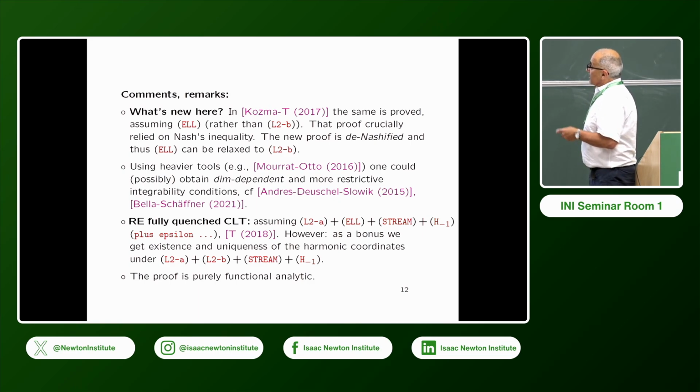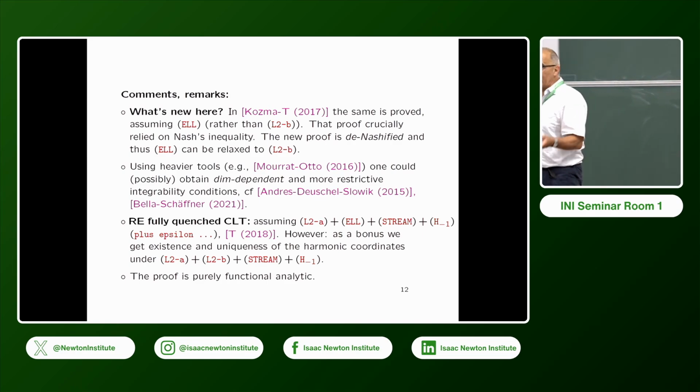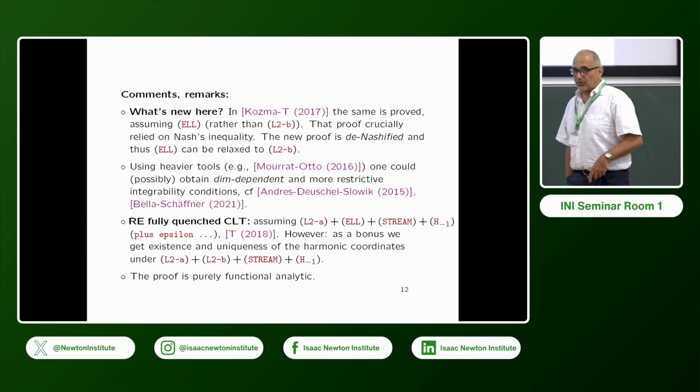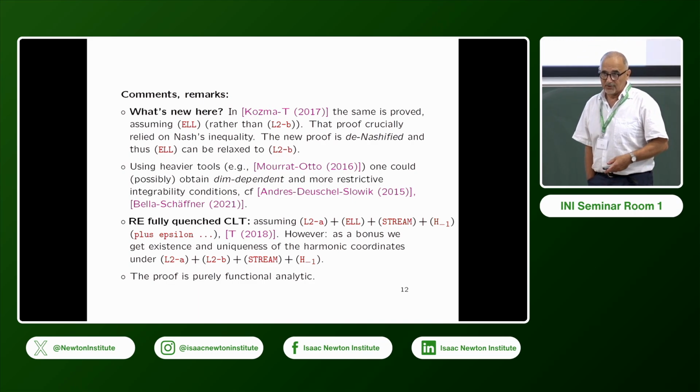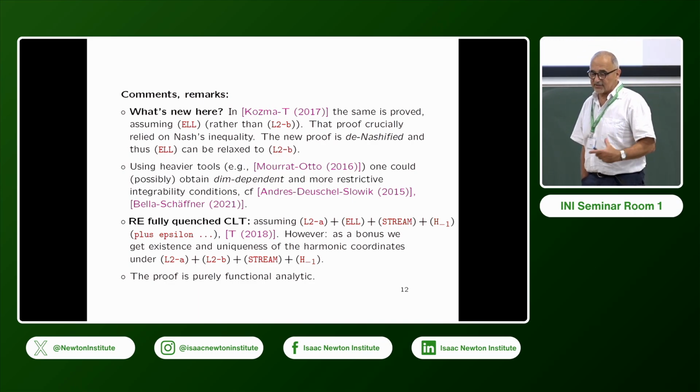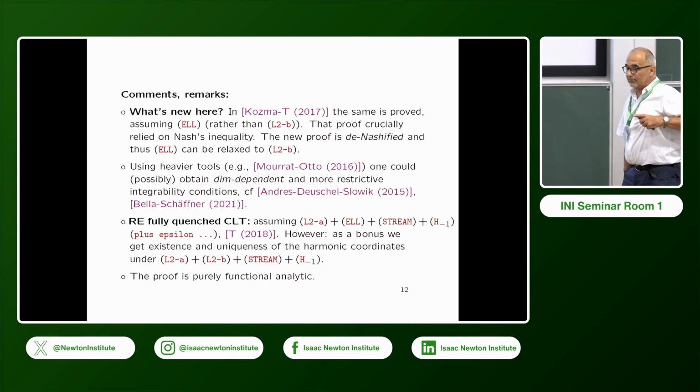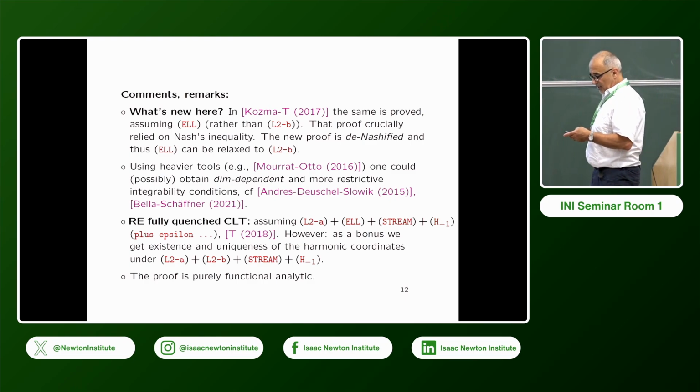But going back to this result, which I show you now, as a bonus, under these weaker conditions, I have existence and uniqueness of the harmonic coordinates, which is a very important component of the proof. There are 2 parts: existence of harmonic coordinates and control of some error term, but I do have the existence and uniqueness of the harmonic coordinates.